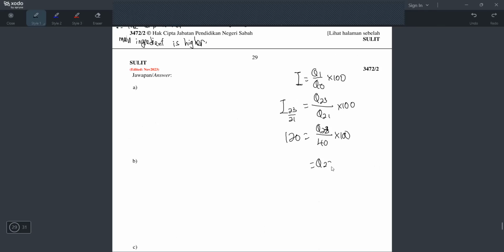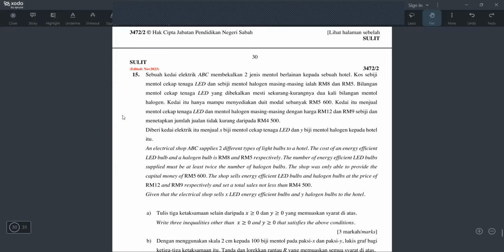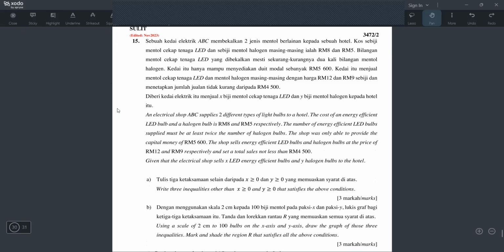So how to find Q23? You take 120 divided by 100 times 40. So what is 1.2 times 40? 48. And don't forget to write RM, please, because this is the price of the recipe, right? So yeah, that's how you do it. Okay, so that's it. Now we are at the last question.